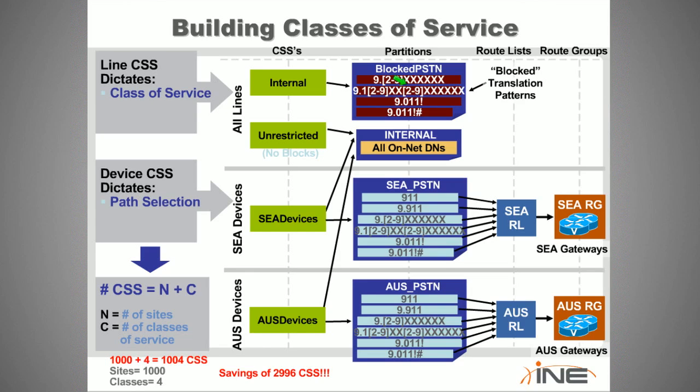The line blocks whatever we don't want them to call, and the device allows everything to a specific route pattern. We still have, if we have 1,000 sites and we've got 1, 2, 3, 4, 5, 6 route patterns, 6 patterns times 1,000 sites, 6,000 patterns, and 1,000 route lists, one for every site, and 1,000 route groups. We still have a lot of stuff to configure, but we've saved ourselves a tremendous amount, and even if you take this down to 100, the savings are still exponential. There's still tremendous savings here.